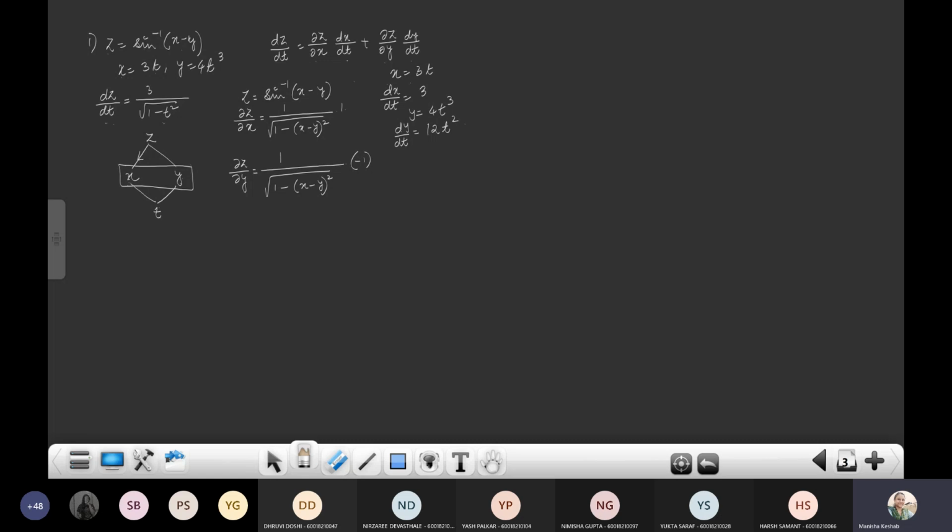So therefore, now the left hand side, dz dt will be equal to 1 upon root of 1 minus (x minus y) whole square into 3. Next it will be, here it is minus, dy dt is minus, so sorry, del z del y is minus, so we will get minus 1 upon root of 1 minus (x minus y) whole square into, here we will get 12t.